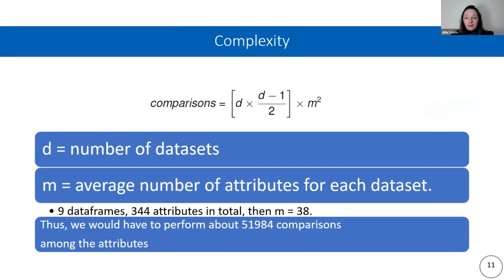And regarding the complexity of the problem, this is the equation to calculate the total number of comparisons that need to be performed to find the columns candidate to data integration. D is the number of data sets, in our case, 9 data frames. We worked with 9 data frames. And M is the average number of attributes for each data set. Considering the data sets we selected to perform the experiments, we would have to perform about 52,000 comparisons among the attributes to identify the candidates for data integration.